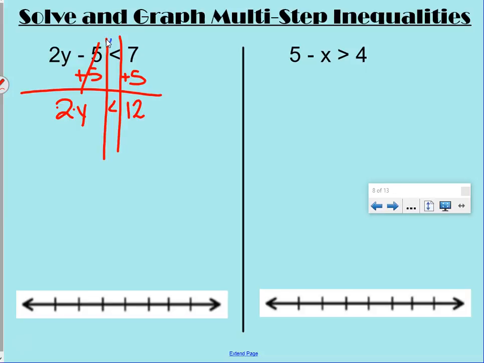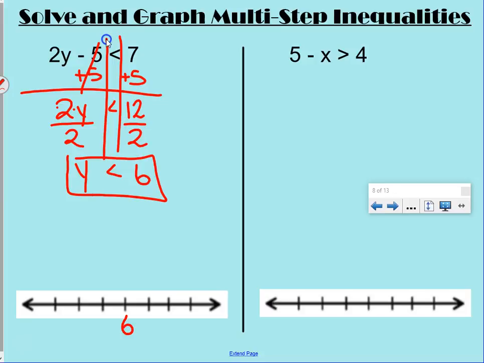2 times y, we undo that multiplication with division. 12 divided by 2 is 6. We divided by a positive number, so our inequality stays the same. Y is less than 6. Put 6 in the middle of your graph, 7 on the right, 5 on the left. Open circle, and then we shade in the direction of less than. 5 is less than 6, so 5 is the direction we shade in.